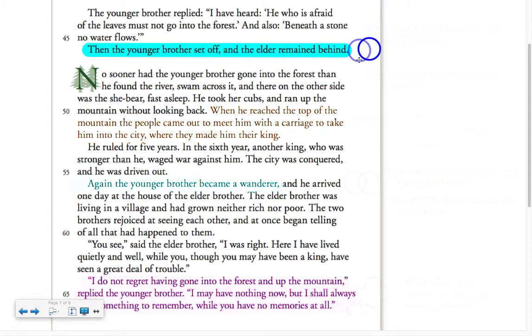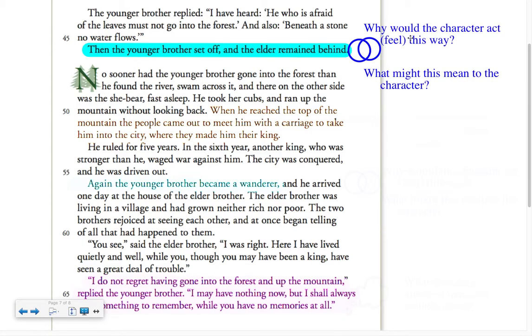And again, you have a contradiction here and contrast. So why would the character act or feel this way? Well, one brother's deciding to go off and follow the prophecy on the stone.